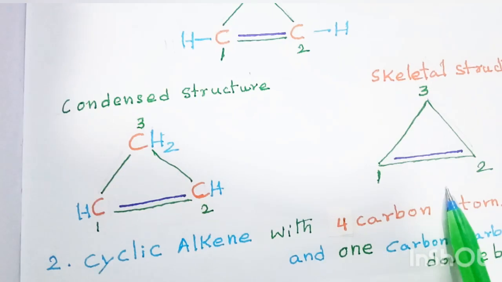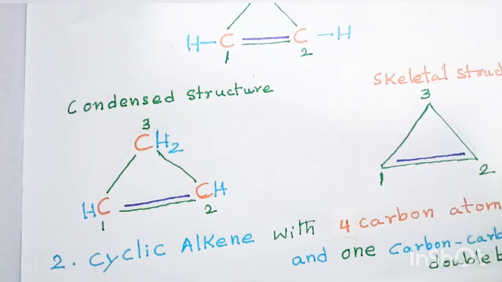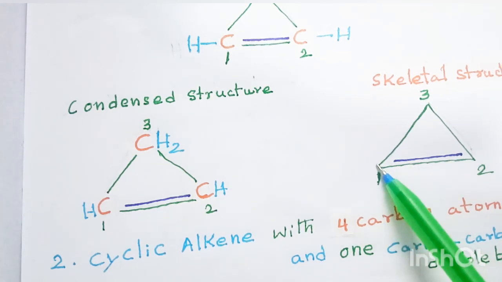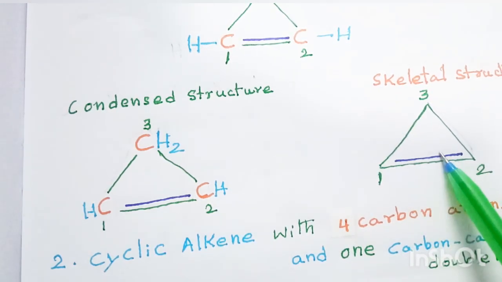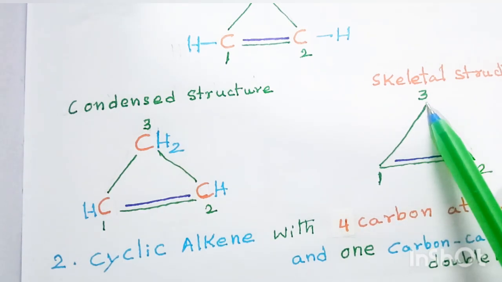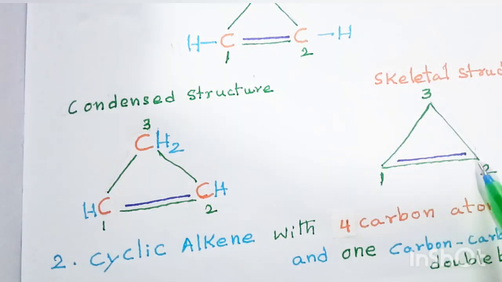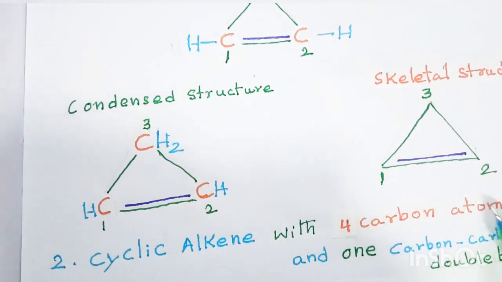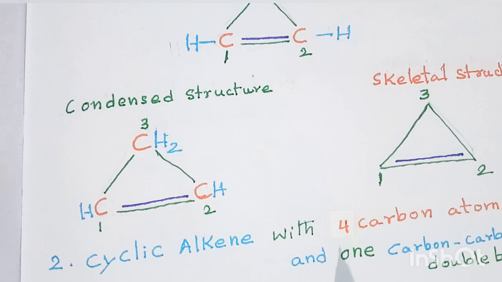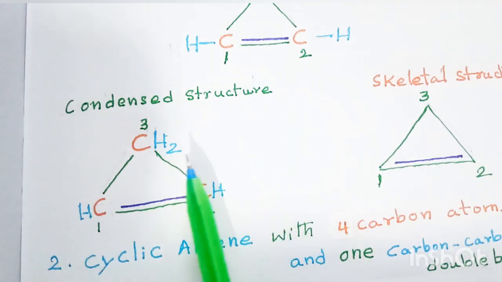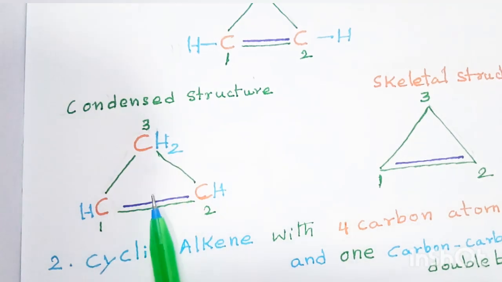Now this can be represented in the simplest form, in a skeletal form. So we can draw a triangle. This corner represents CH because there is a double bond here. This corner represents CH because there is a double bond here. Whereas this corner represents CH2. So totally 3 carbon atoms and 4 hydrogen atoms are present. This is the skeletal structure of cyclopropene. As we go for higher and higher cycloalkenes, skeletal structures are easier to make than to draw the full structure or condensed structure.